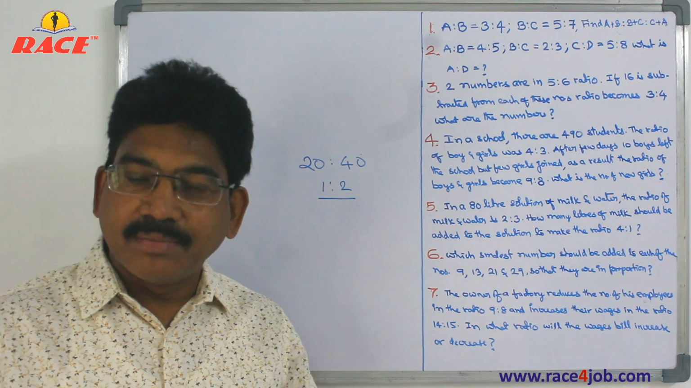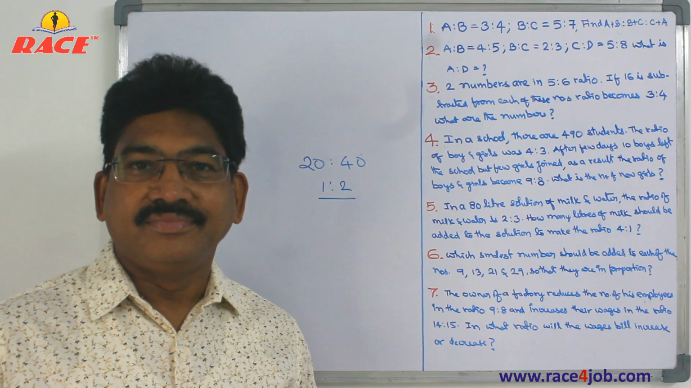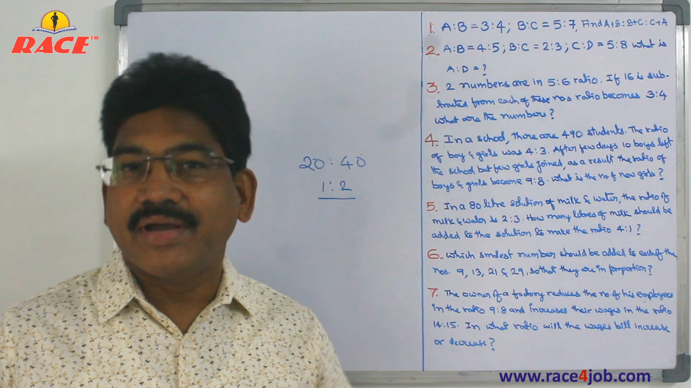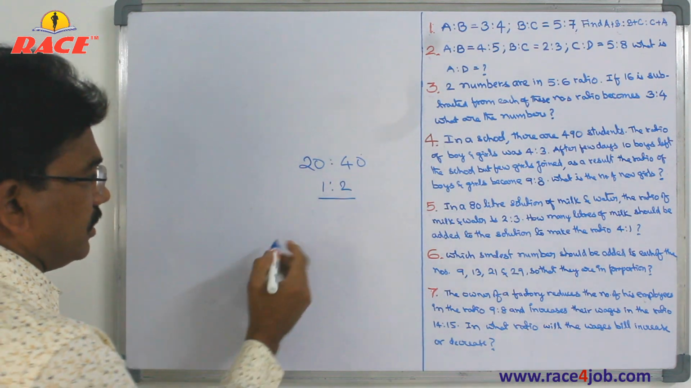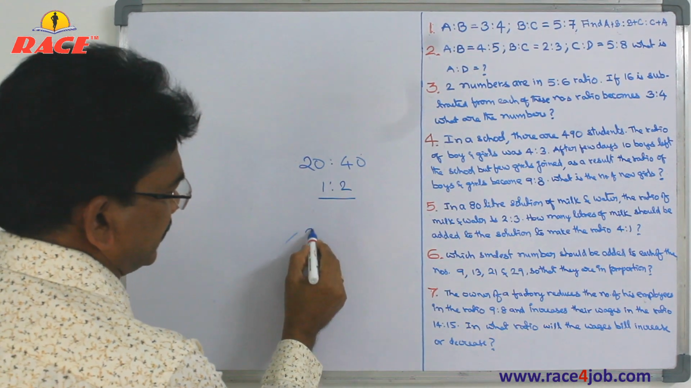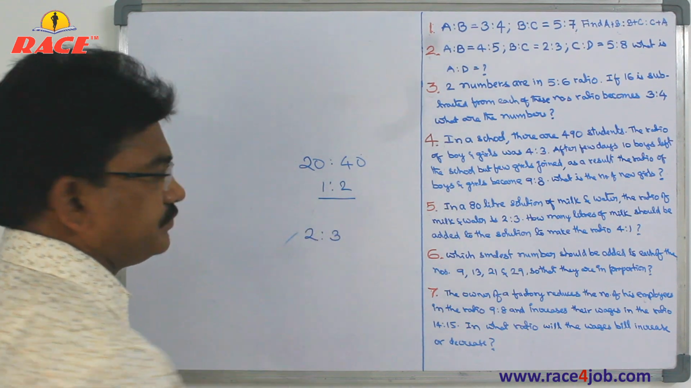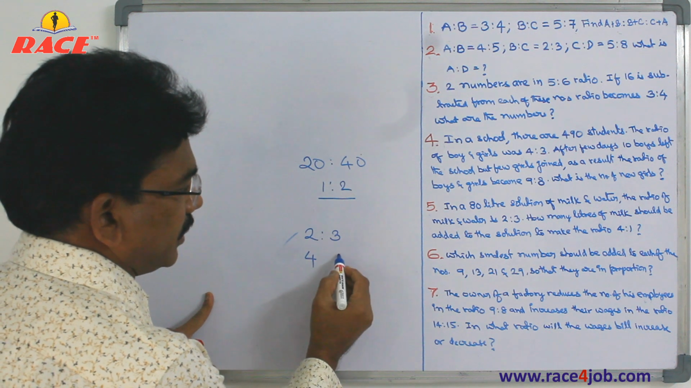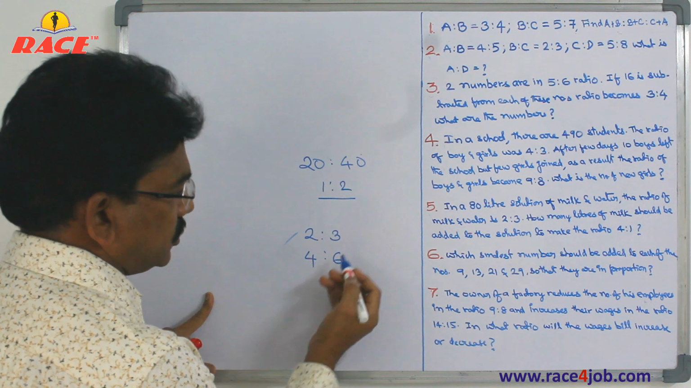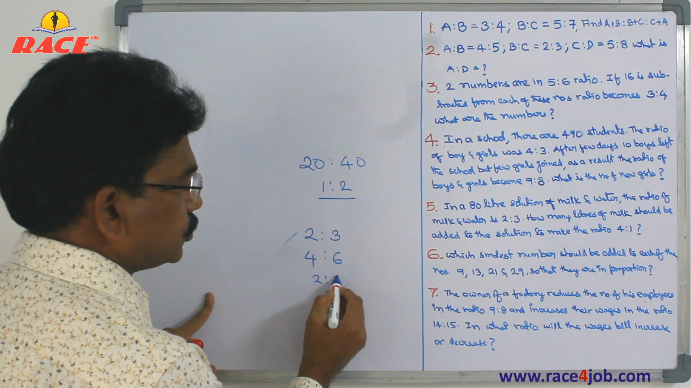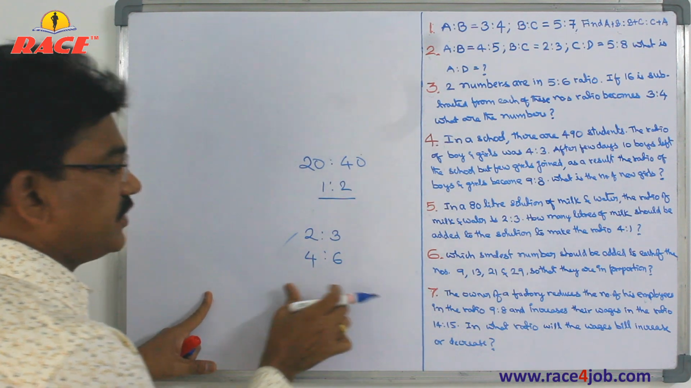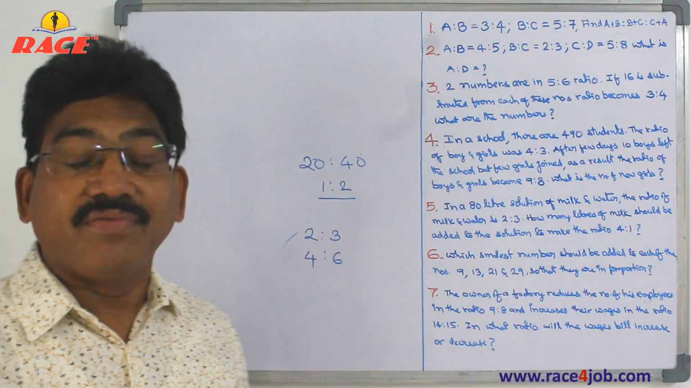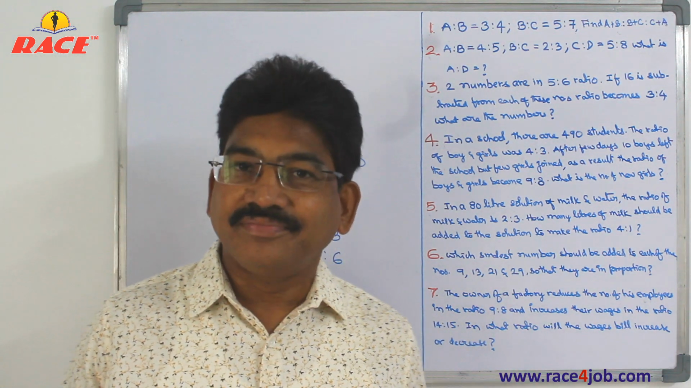The important thing you should know here is that these two terms of the ratio can be multiplied by any number, and the ratio won't be changed. Or they can be divided by any number. For example, 2:3 is the ratio. I multiply by 2: 2 into 2 is 4, 3 into 2 is 6. 4:6, if you simplify, comes to 2:3 again. So terms of the ratio can be multiplied or divided by any number, and the value won't be changed.